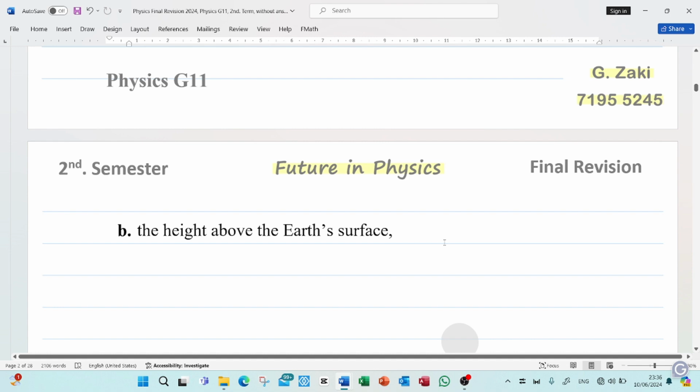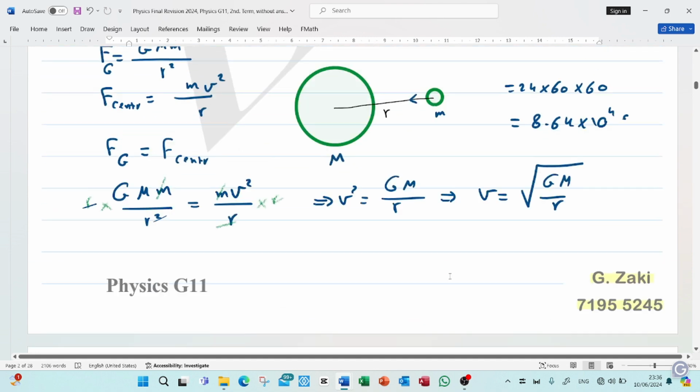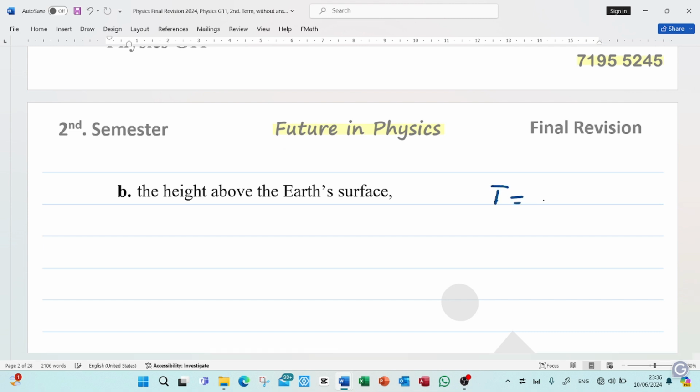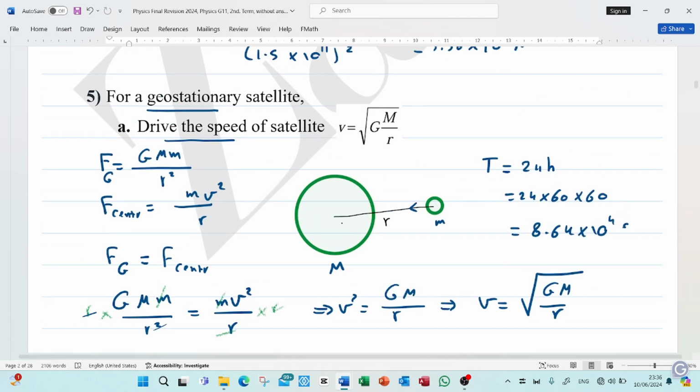Now, we need the height above the Earth. Just we have here the time period. The time period we calculated before was 8.64 multiplied by 10 to the power 4 seconds. We need the height, so we need h. Now, the height here is what? This is the radius of the Earth here. We need the height above the Earth's surface. So we need r. No, we need here h.